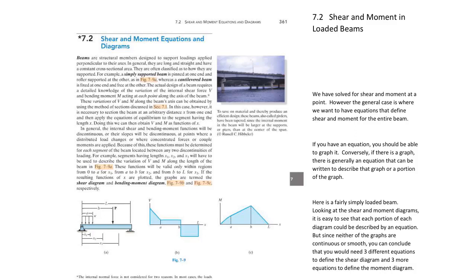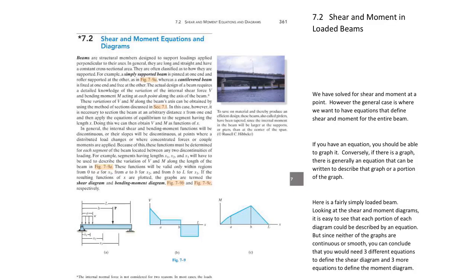Well, we have solved for shear and moment at a point. And I suppose there's a variety of reasons why one might do that. If we suspect there's a weak spot or repair at a particular point, or if there's just some point that is critical that you want to analyze. However, the general case is when we want to have equations that define shear and moment for the entire beam.